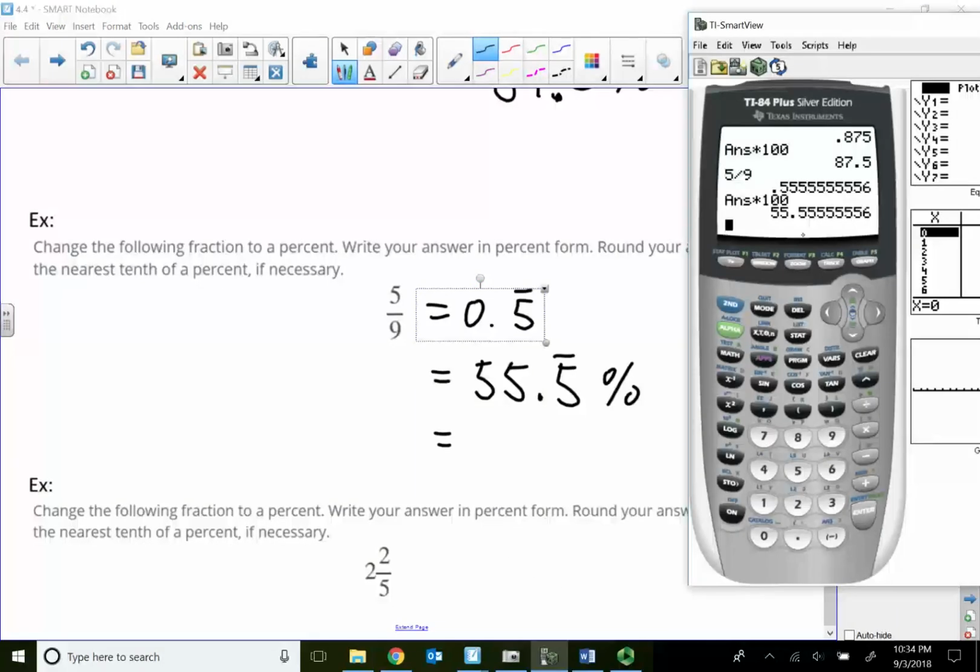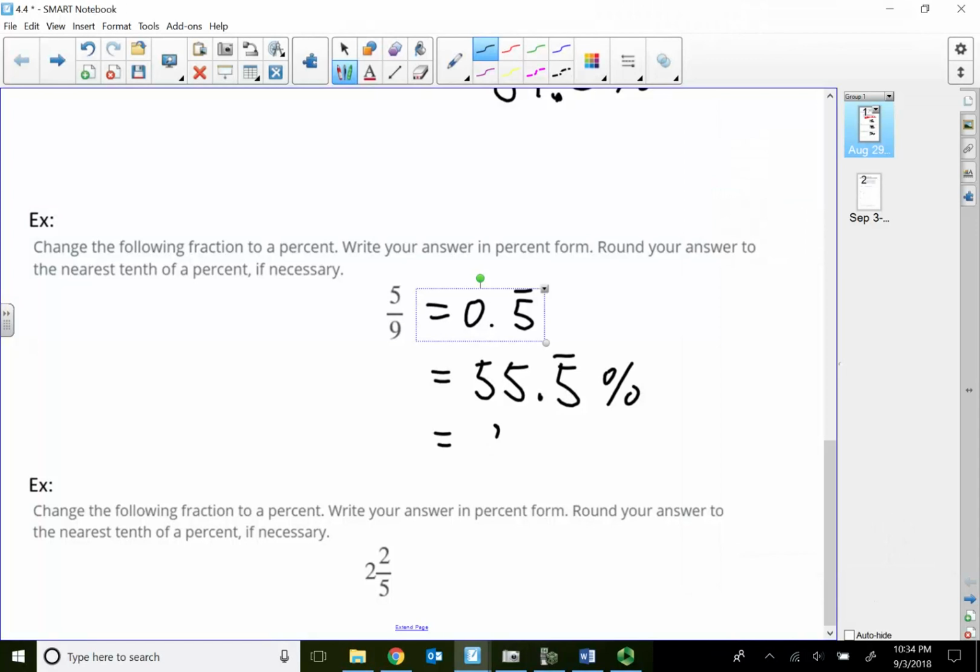So if I want to round to the nearest tenth, the 5 in the hundredths place will make my tenths place 5 go up to be a 6. So my answer, 55.6%.